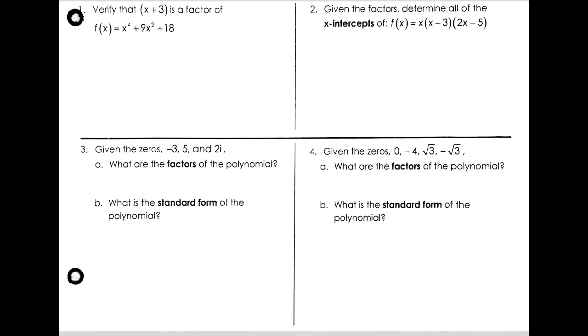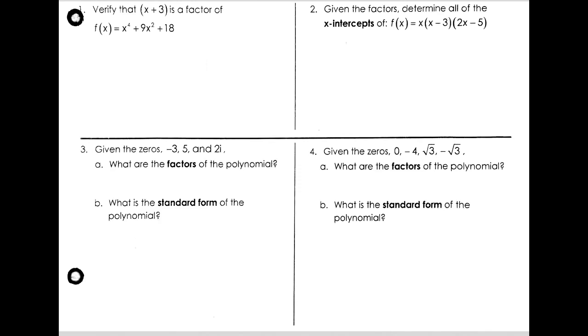It says, verify that x plus 3 is a factor. How do we do that? We're going to go ahead and run this through synthetic division. And if the remainder is equal to 0, then we'll know that it is indeed a factor. If it's anything other than 0, then no, it's not a factor. So let's do the math.